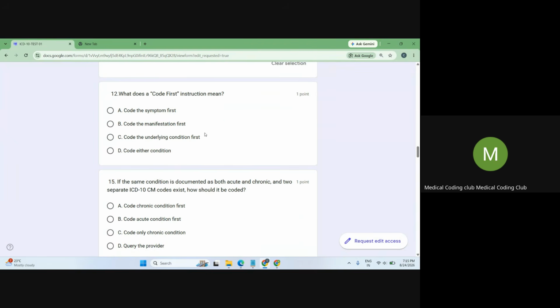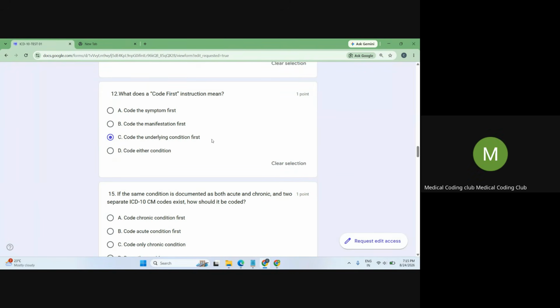What does the code first instruction mean? Code the underlying condition first. Correct. Whenever you see a manifestation code, below that you will see the instructional words code first. For that code first, whatever list of codes they give, any of the conditions which we can see in our medical record will be our underlying condition. So the underlying or etiology condition should be coded as the primary diagnosis. Then you will process your manifestation code in the secondary diagnosis place.